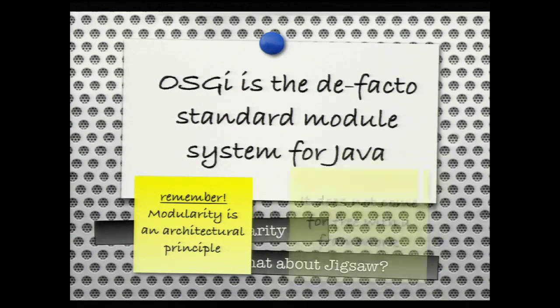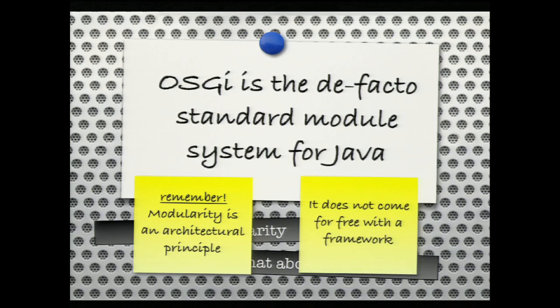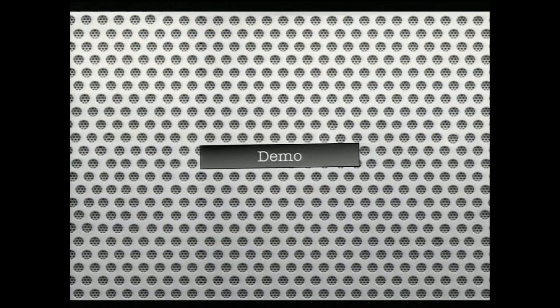So what about Jigsaw? Well, we talked about Jigsaw. And once again, just to stress, modularity does not come for free with any framework. So using OSGi is no guarantee that you're doing modularity. So you have to still think about it. Right. So let me quit talking for a while and let Paul show you how easy it is to start off with building a modular application.